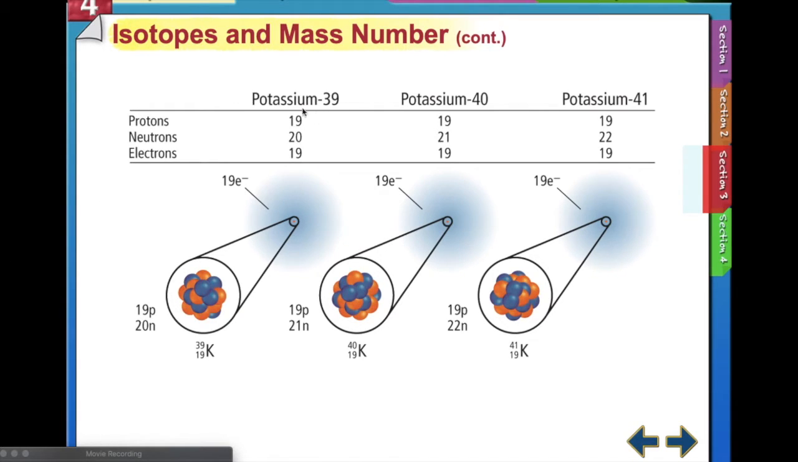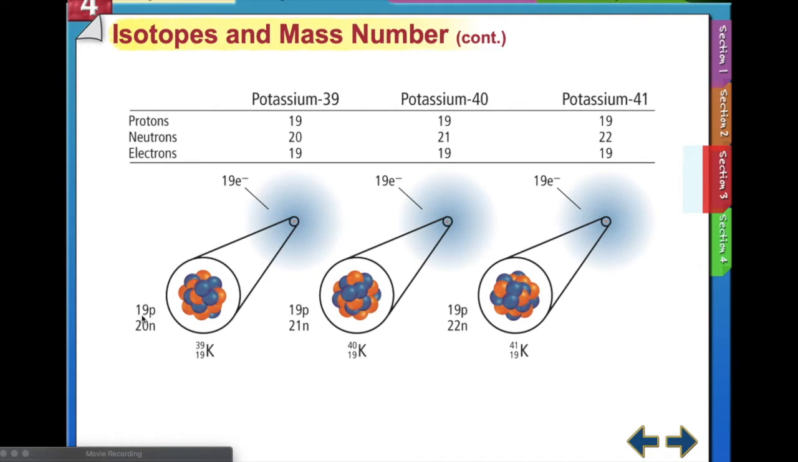So, if we have potassium 39, you can look on the periodic table and you'll see that potassium has the atomic number of 19. So then, if you just take 39 minus 19, you will have the number of neutrons for this specific isotope. So remember, you're using the atomic number that is the whole number on the periodic table, not the atomic mass.